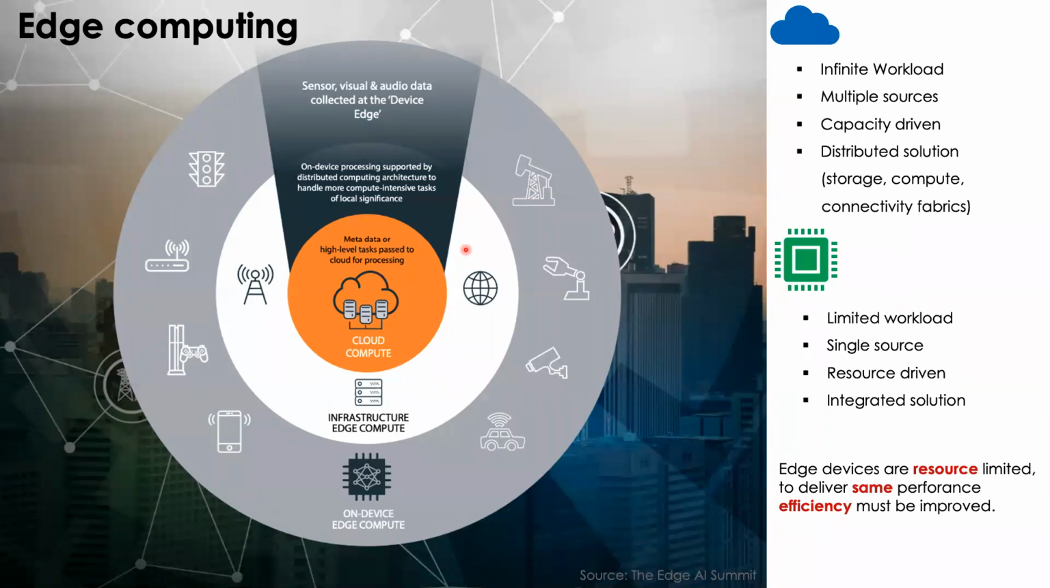Fundamentally, what separates the edge and the cloud is that edge devices are essentially resource limited. And if you want to deliver the same level of performance that you have in a cloud, the only real handle, the only real knob that you have access to is to improve the efficiency. Largely what I'm going to talk about today is ways in which we can improve this efficiency in order to match the same level of performance that you get on a data center using edge devices.